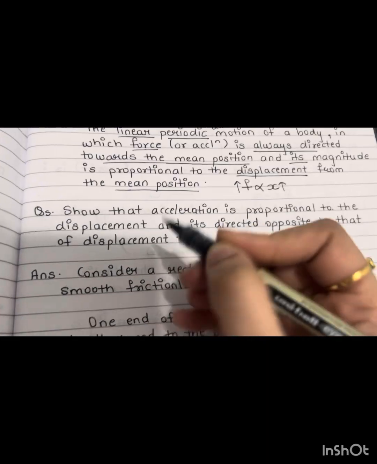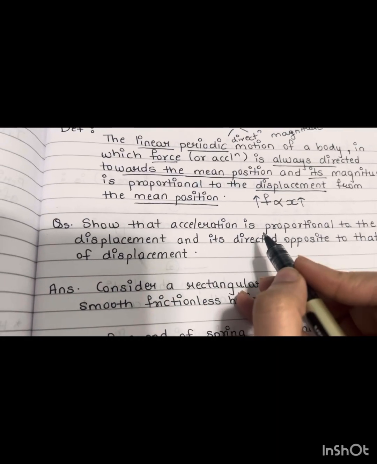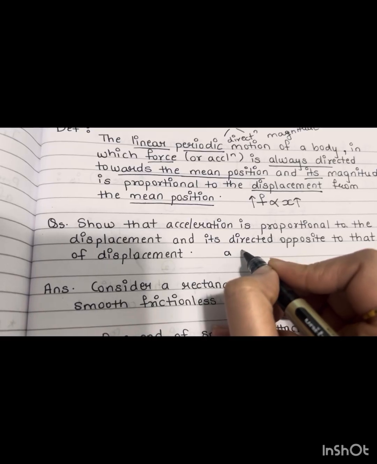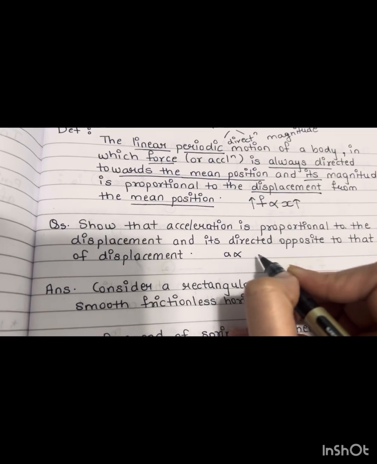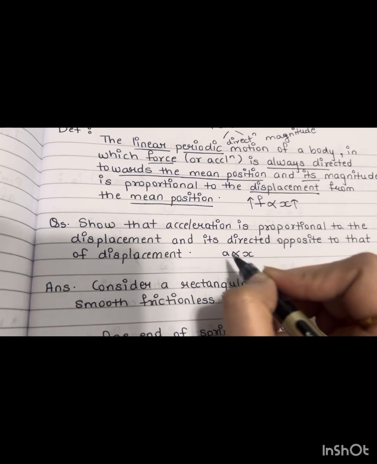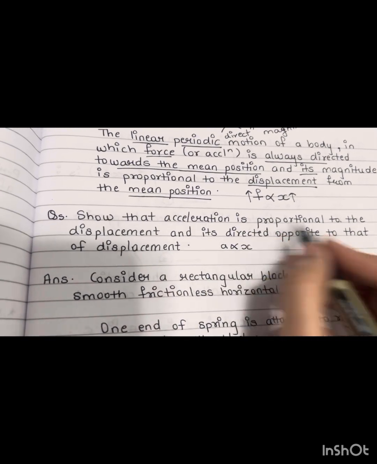Now here they are asking you to show that acceleration is proportional to the displacement. Acceleration is proportional, meaning directly proportional, to the displacement. If I say x is the displacement, this is what they are asking us to prove in the first line.